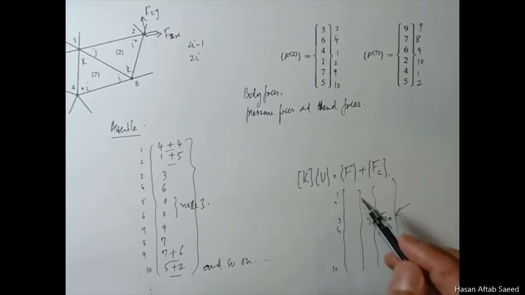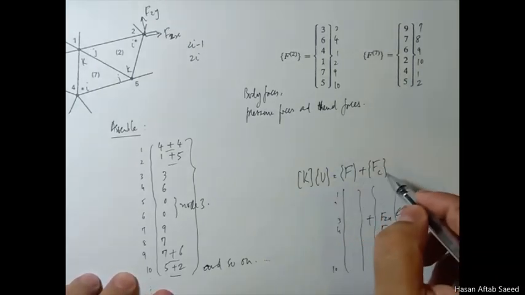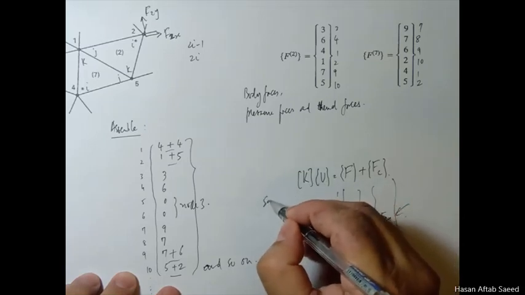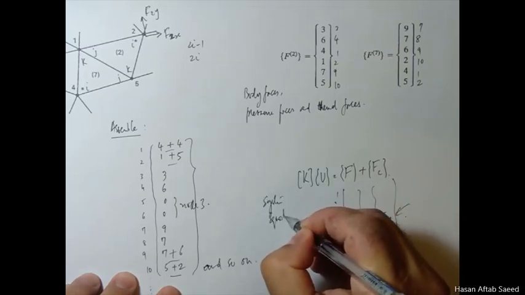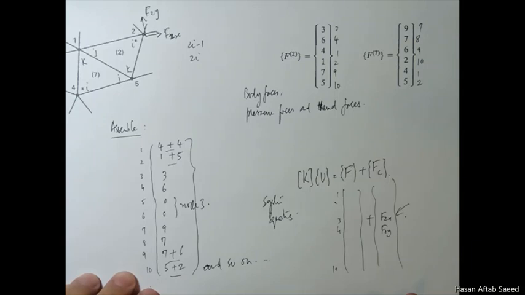So when you get this, your Ku is equal to F, and these are the system equations now, and you just solve them after applying the boundary conditions, which is the topic of the next lecture.